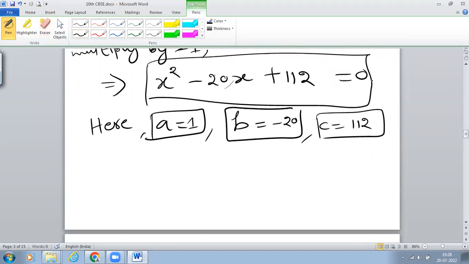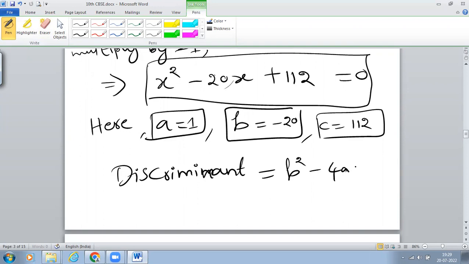If the discriminant value is equal to 0 or greater than 0, real roots exist. If the discriminant is less than 0, do real roots exist for that condition? No. So we find the discriminant to check whether this condition is possible. If it is possible, only then we find the roots. What is the formula for finding the discriminant? b square minus 4ac. Very good.